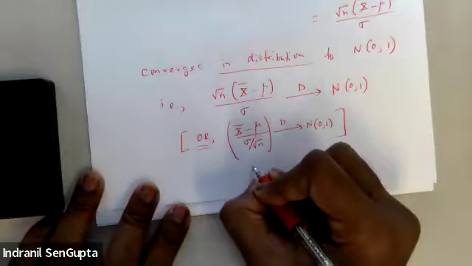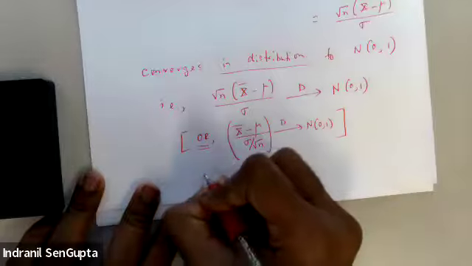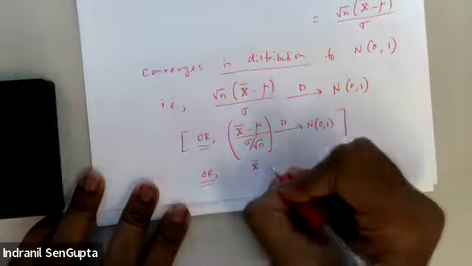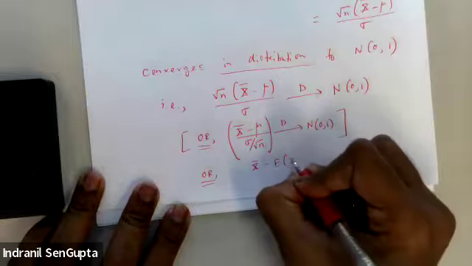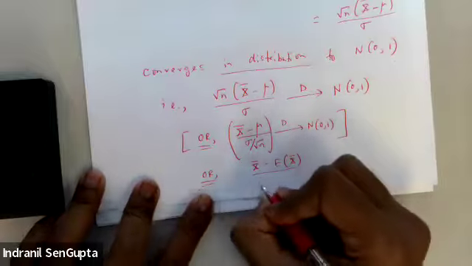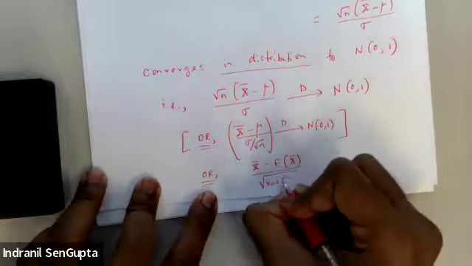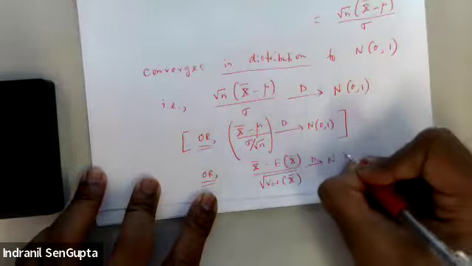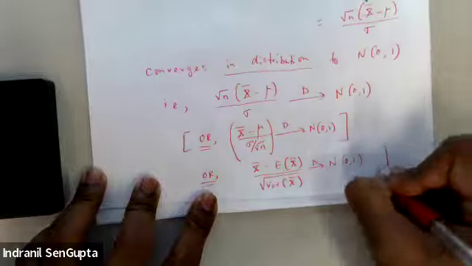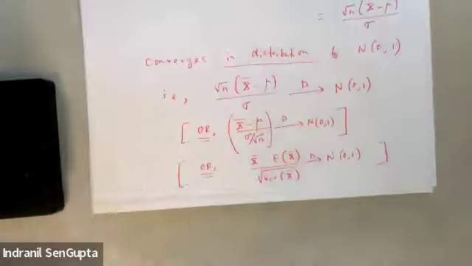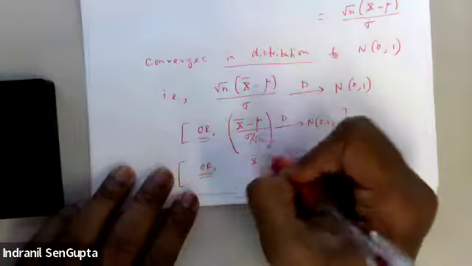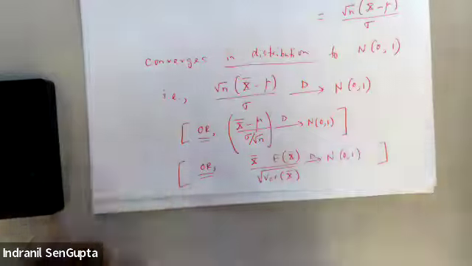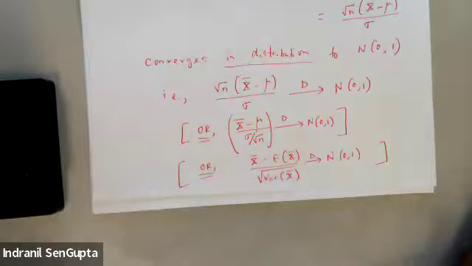So it really means that x bar minus E of x bar over square root of variance of x bar is converging in distribution to normal 0, 1. So that is another version. Okay. So this is the square root of the variance of x bar. We have seen it before.